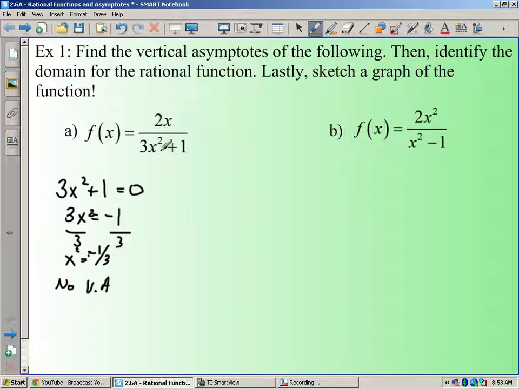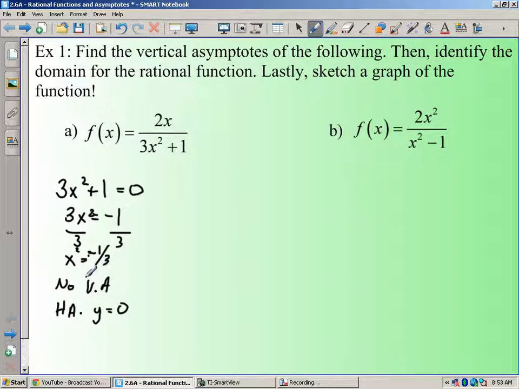Well, when we look at this graph, if I need to sketch a graph, I need some more information. What I'm going to look for is that the degree of the top is less than the degree of the bottom. So there's a horizontal asymptote at y equals 0. So just a little bit more information when we're looking at this.